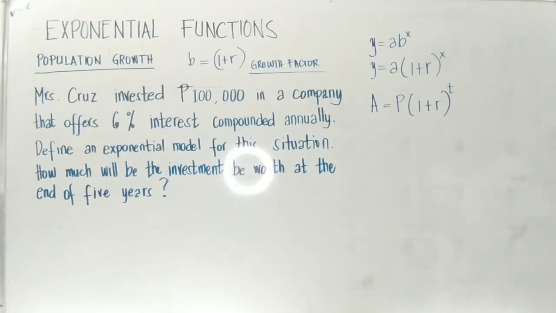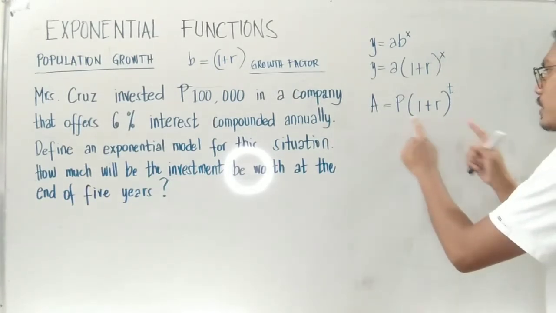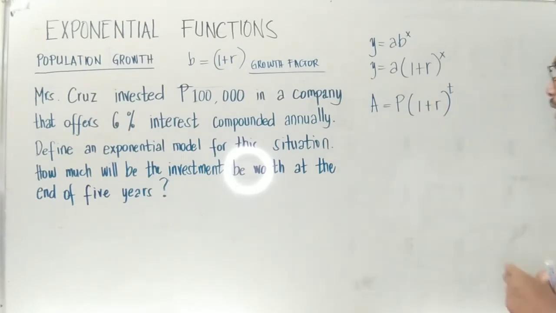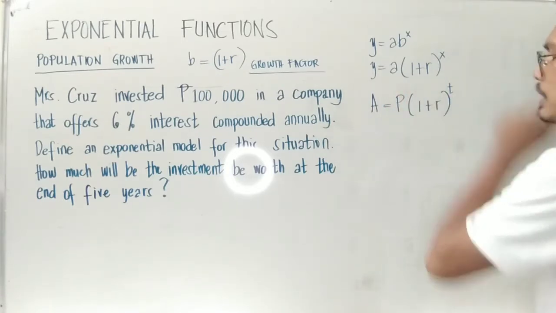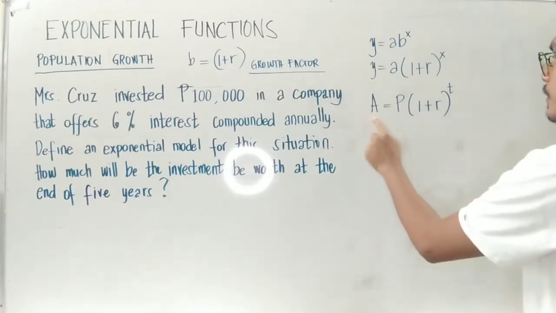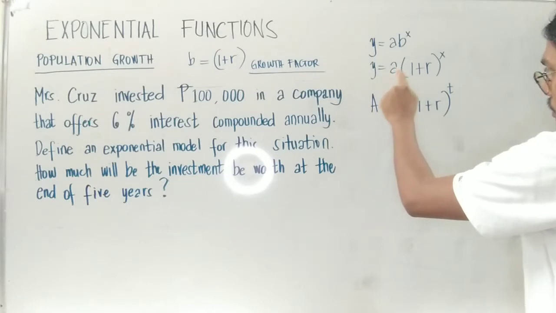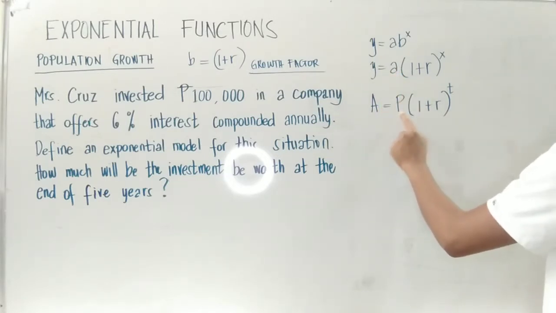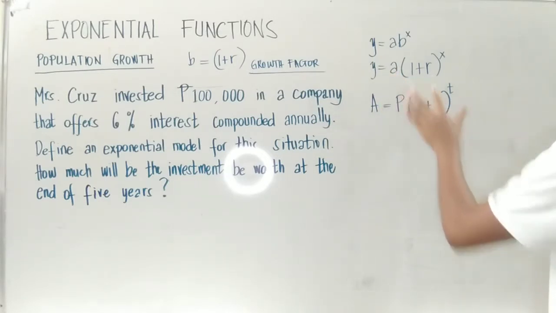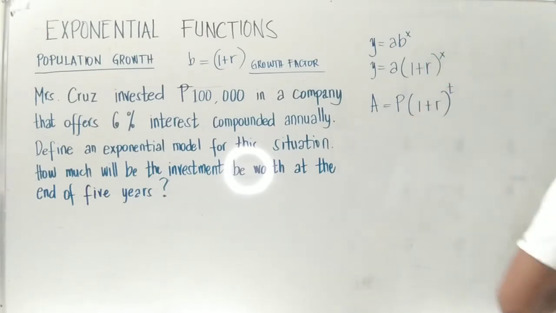Okay, so we have that one. A is equal to P times the quantity of 1 plus R raised to T. So they are the same. We just change the variables: y for A, small letter a as your initial value, then you change it to P, then your rate factor, and x is for T. Okay?